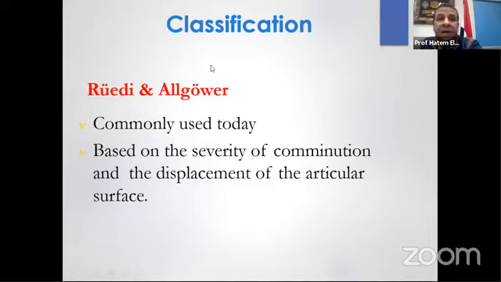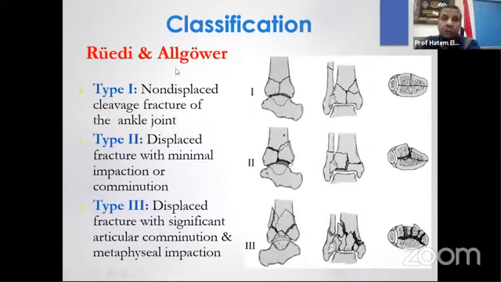Plafond fractures are classified by Ruedi and Allgöwer, which is a commonly used classification today. This classification is based on the severity of the comminution and the displacement of the articular surface. Type 1, 2, and 3.